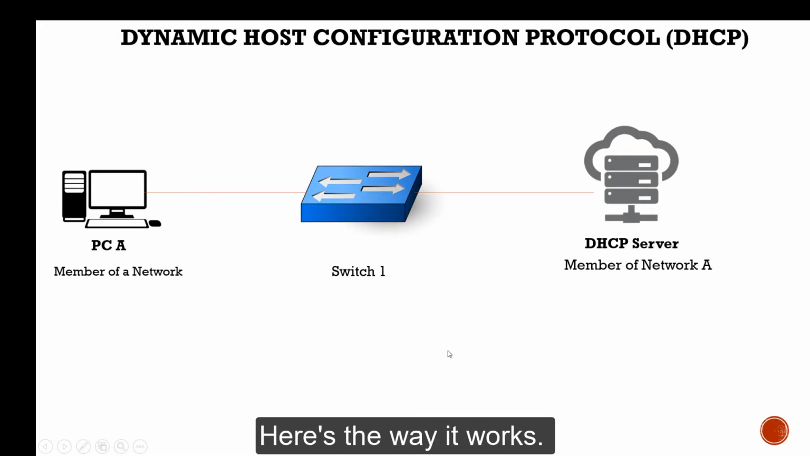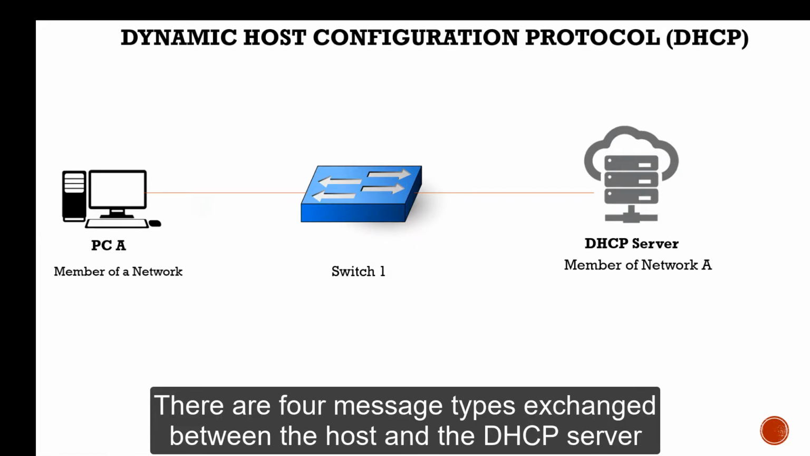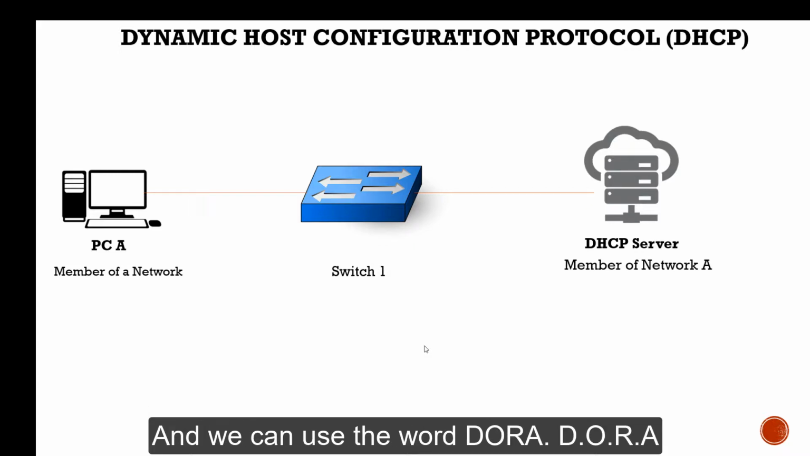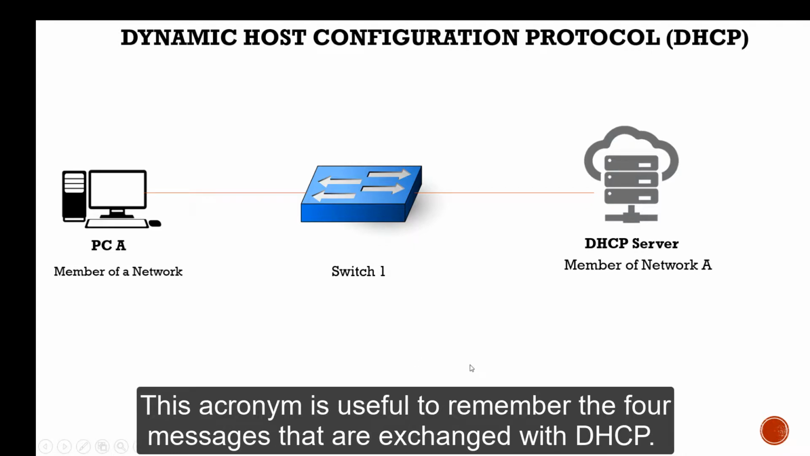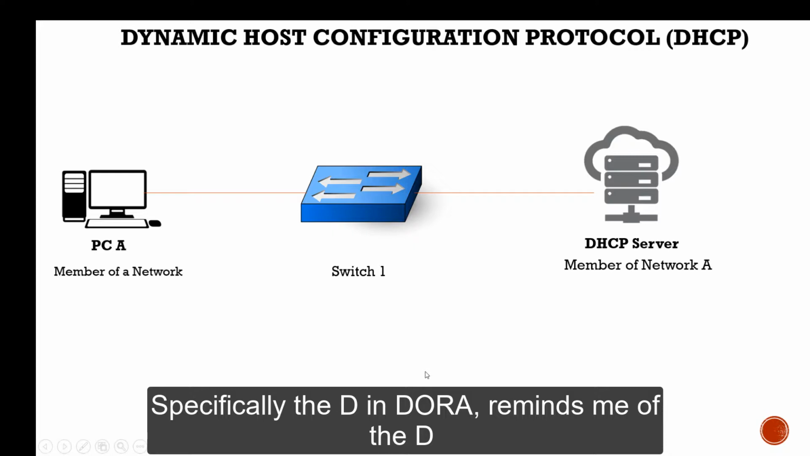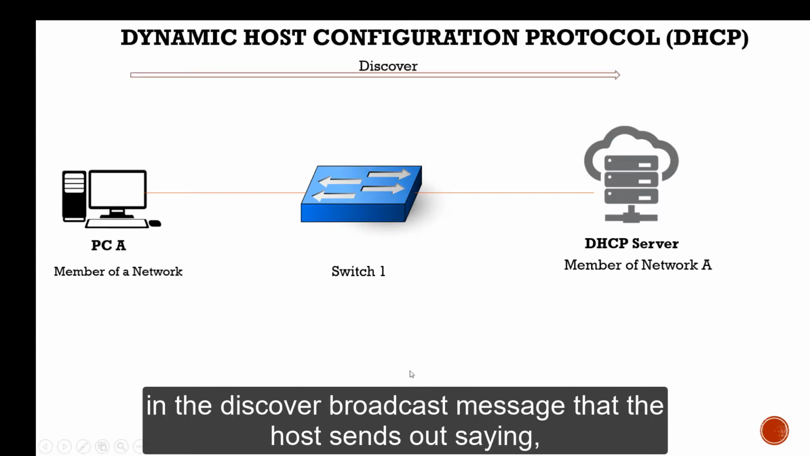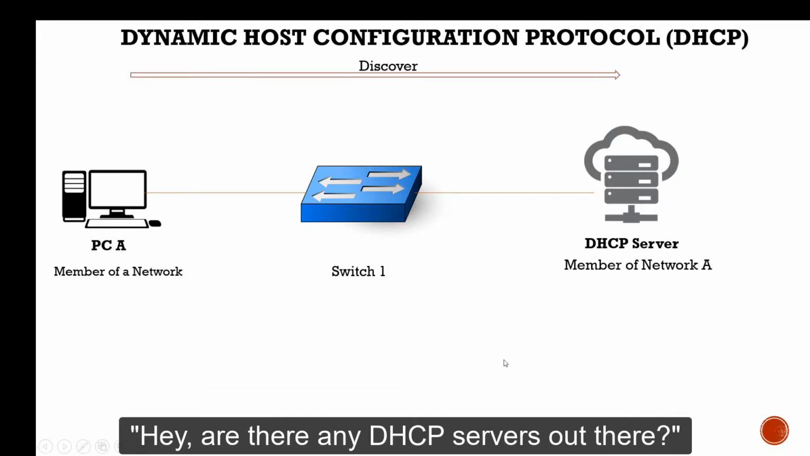Here's the way it works. There are 4 message types exchanged between the host and the DHCP server, and we can use the word DORA, DORA, to help remember what those messages are. This acronym is useful to remember the 4 messages that are exchanged with DHCP. Specifically, the D in DORA reminds me of the D in the discover broadcast message that the host sends out saying, "Hey, are there any DHCP servers out there?"